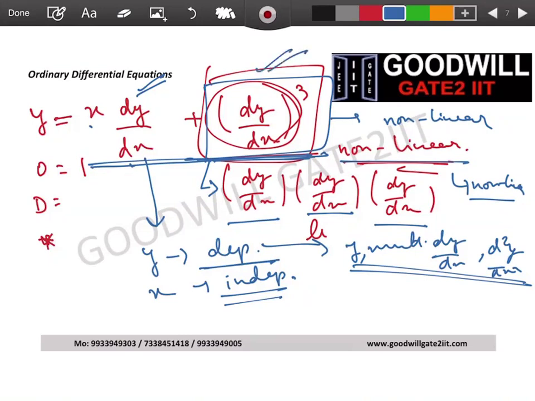Now here we'll come to order and degree. What is the order of this differential equation? Our highest order derivative is dy by dx only, right?